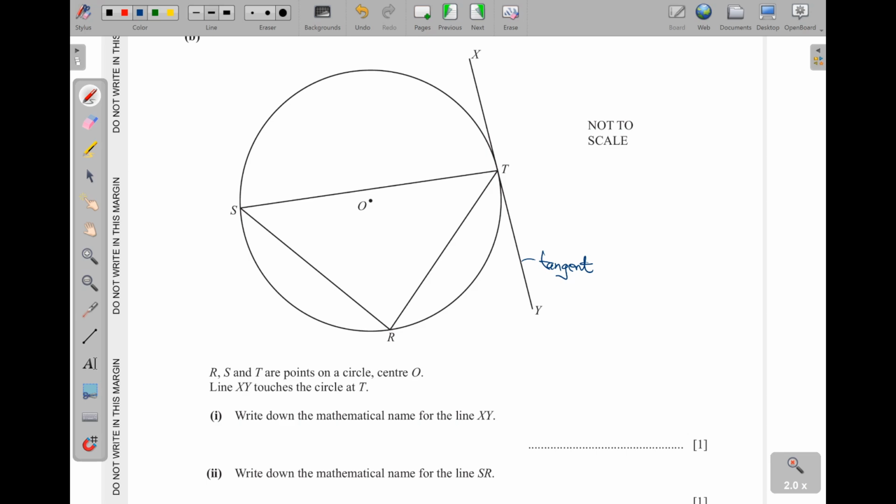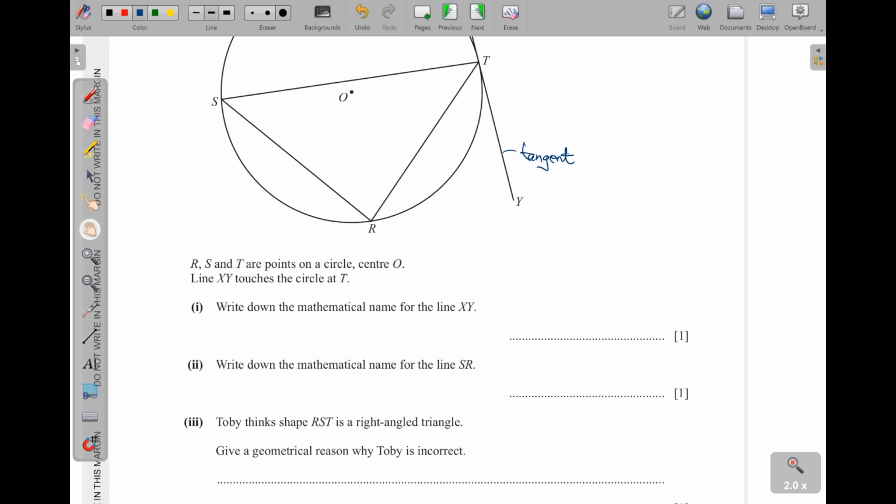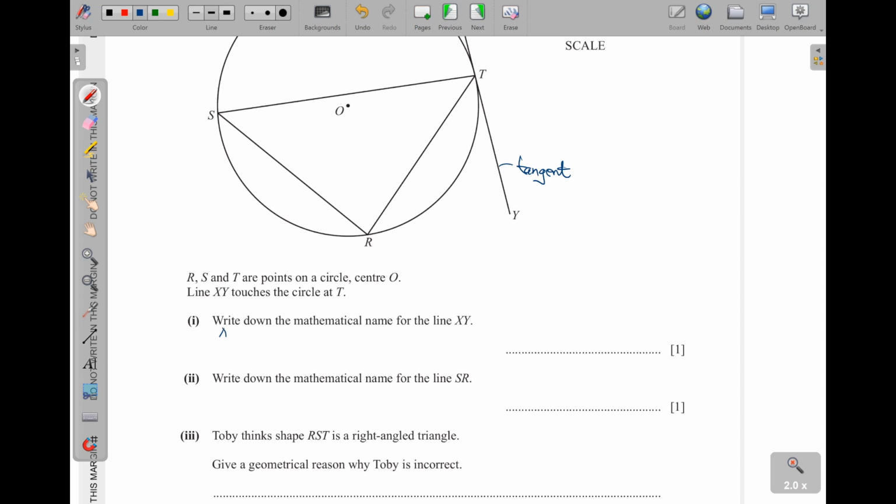Okay. What is a tangent? Let me define it for you here. A tangent is a line that touches the curve at only one point. So I'll put here the tangent. And then, so that is that.